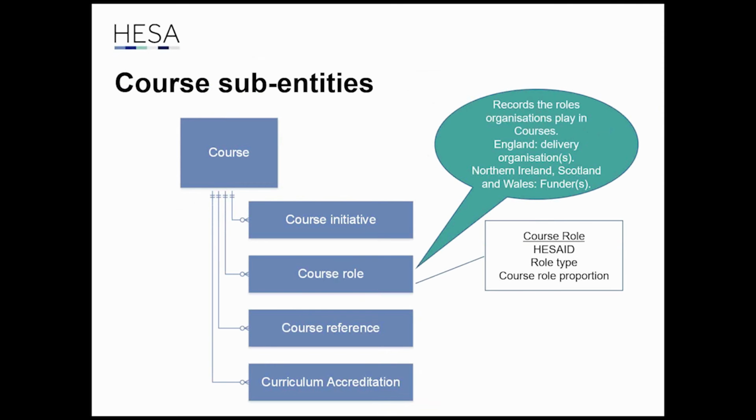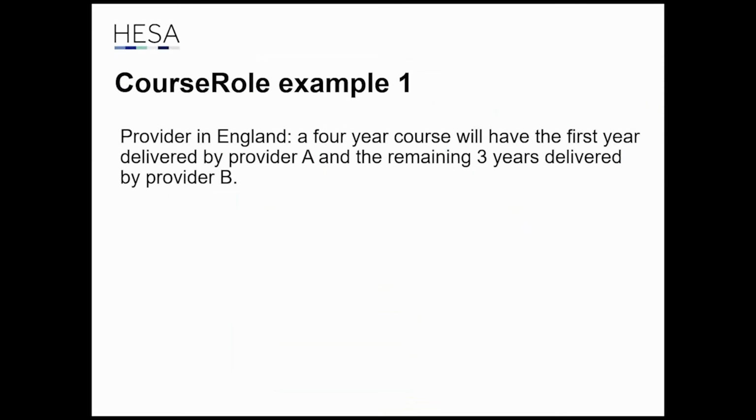Next entity then is the course role entity. Where we have these role entities, what we're doing is saying that an organisation plays a particular role in that course. We have two purposes for this entity depending on the provider. For a provider in England, we're looking at delivery organisation, so who's delivering learning in that course. And in Northern Ireland, Scotland and Wales, we're interested in who's funding the course. So I've got a couple of examples just to show those two purposes. Firstly, for a provider in England, we're interested in who's delivering the course.